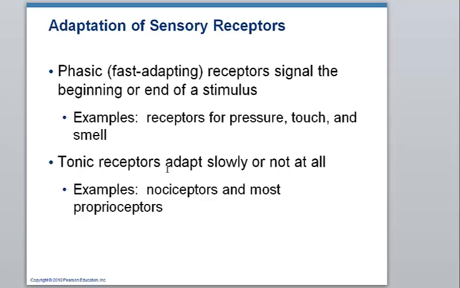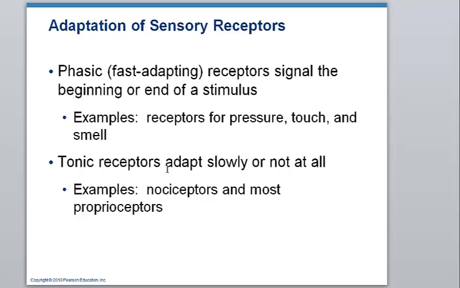I said there are different types of receptors, right? If you have a receptor that adapts fast, it's called a phasic receptor. That's for pressure, touch, and smell. But if they take a long time or do not adapt at all, they're called tonic receptors. That'll be your nociceptors. You don't want to be accustomed to pain. Pain is an indication telling you that something is wrong in your body, right? So you'd never want to get adapted to it. So that is your nociceptors.